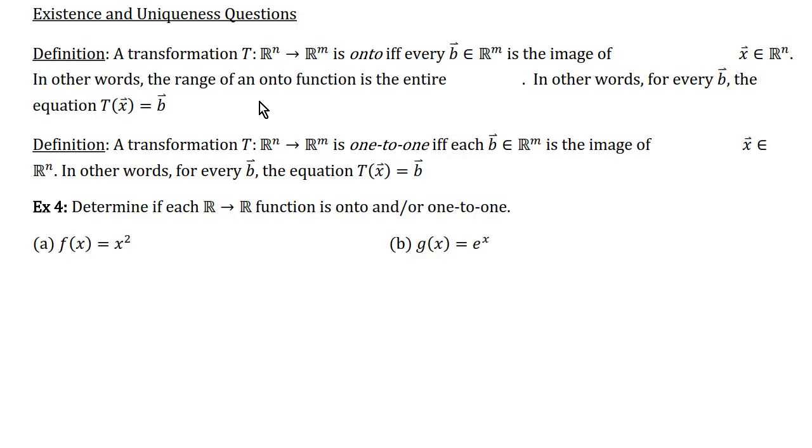All right, here we are with part 2 of the 1.9 notes. So here's the definition of an onto linear transformation and a definition of a one-to-one linear transformation.